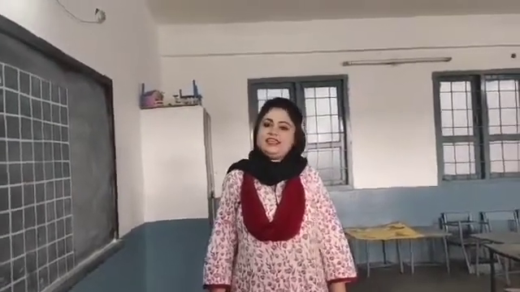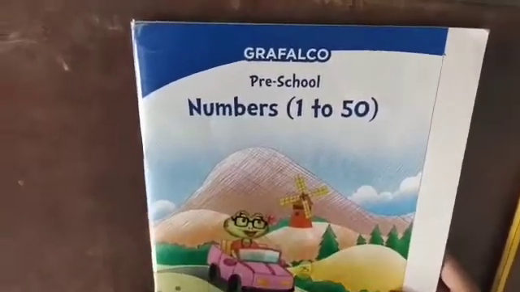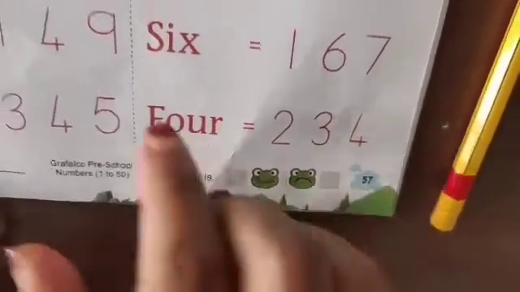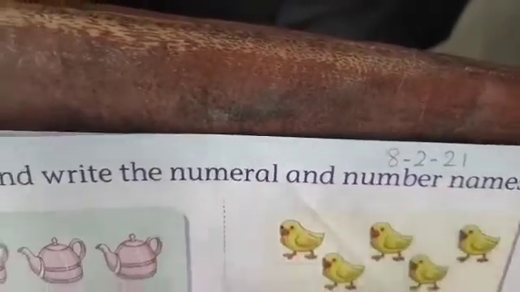Today's date is 8th and it's a Monday. So today we will be starting with our maths subject. Let's start, children. Yes, children, this is your maths book, small book. Open to page number 57 and write the date of a year: 8-2-21. Today we are going to do this.